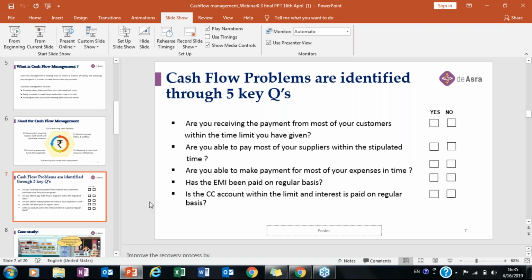So if the answer to the question, is the CC account within the limit and interest paid on a regular basis, is yes, then your cash flow is really well. But if no, then how do we take ahead the cash flow management? We'll go ahead. If you have any questions, you can put them down in the chat window.